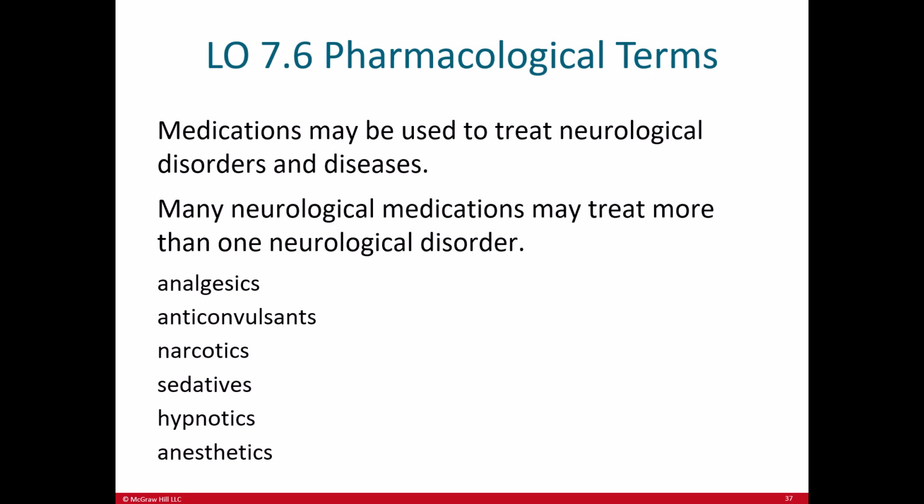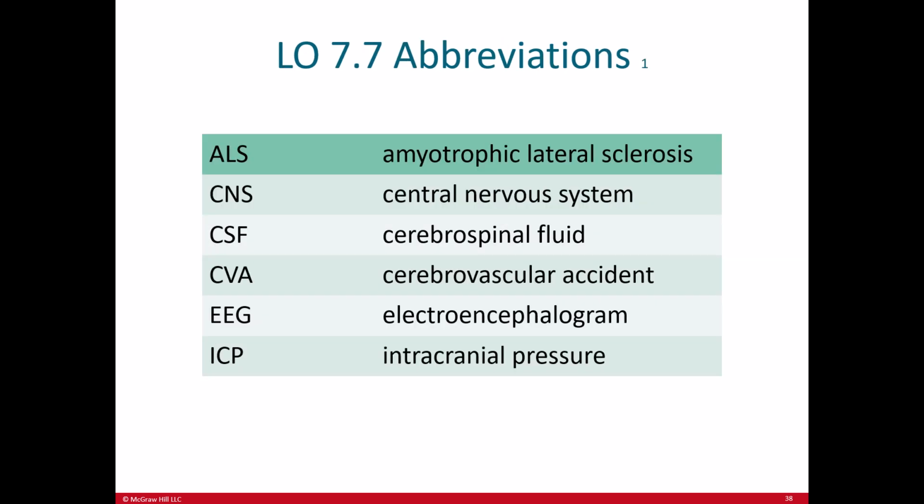Learning outcome 7.6, pharmacological terms. Medications may be used to treat neurological disorders and diseases. In fact, many neurological medications may treat more than one neurological condition. These can include analgesics, anticonvulsants, narcotics, sedatives, hypnotics, and anesthetics. And let's wrap it up with Learning Outcome 7.7, abbreviations.